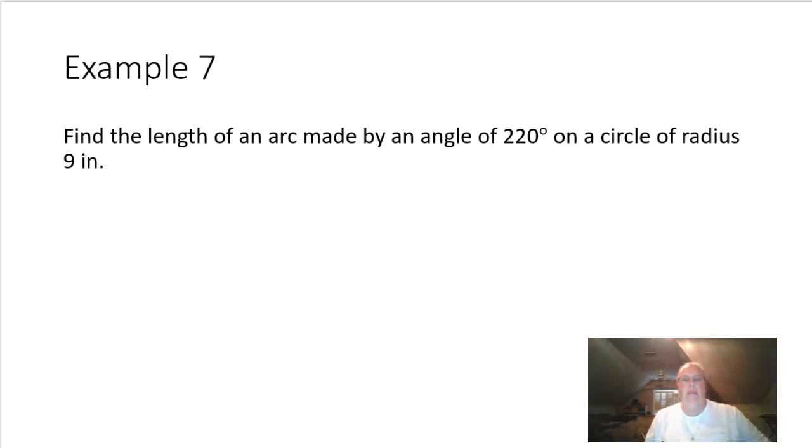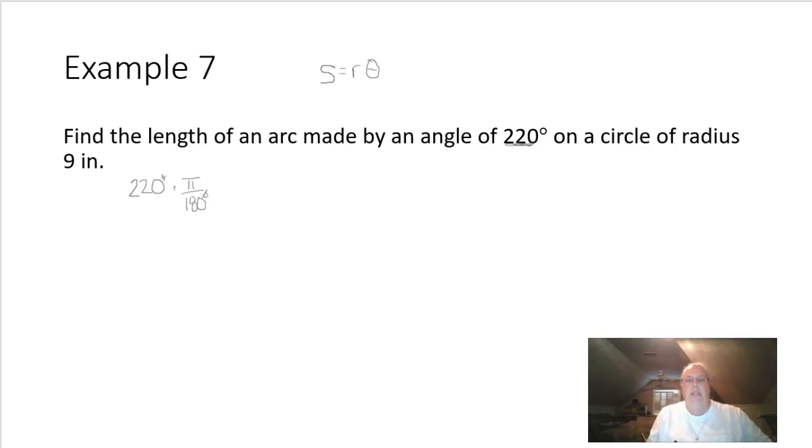All right, example 7. Find the length of an arc made by an angle of 220 degrees on a circle of radius 9 inches. We are going to use the formula S is equal to R times theta. S stands for the arc length, R stands for the radius of the circle, and theta is our angle, but that angle is measured in radians. Now our angle here is measured in degrees, so the first thing we're going to have to do is convert that. All right, so in order to convert 220 degrees into radians, we're going to have to multiply it by the ratio pi divided by 180.